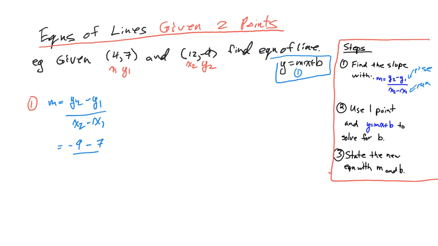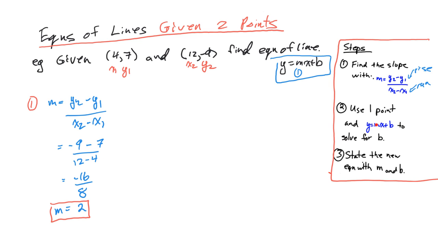And then we're going to divide by 12, because 12 is x2, as you see here. And x1 is 4, so we subtract 4. And we end up with negative 16 over 8, which equals negative 2. So m is equal to negative 2. And we'll put a box around that because we need to look at this later in order to find our equation.